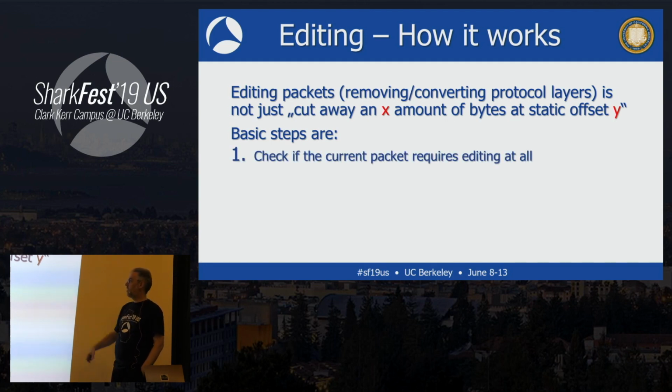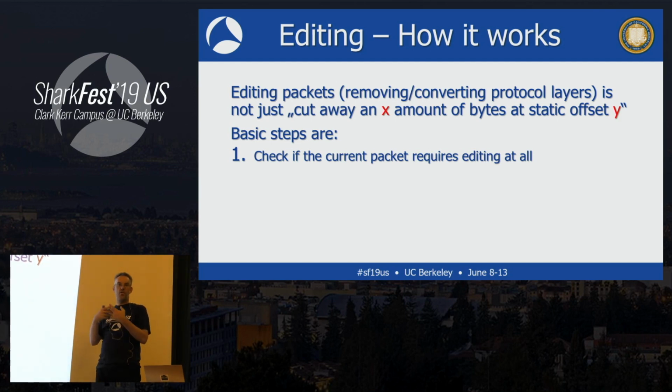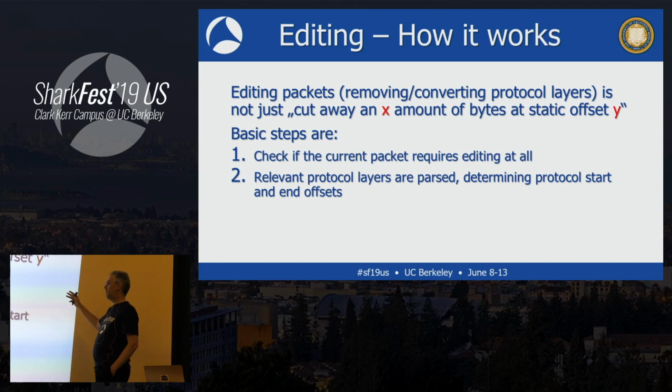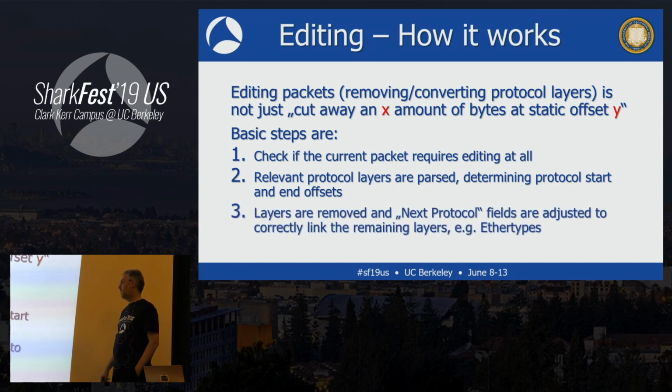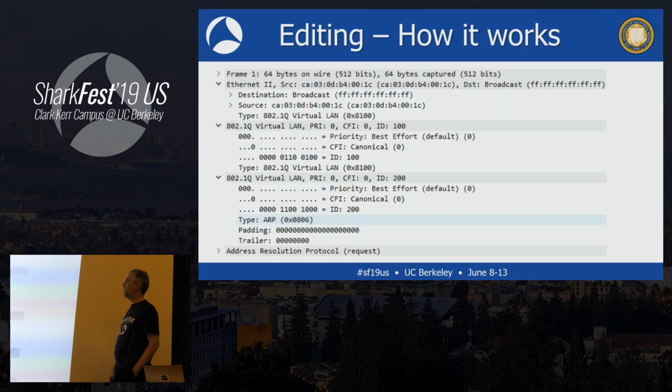So basic steps are, does the packet need to be edited at all? Because sometimes you have a ton of packets in your capture, and just a few have this problem that you're trying to fix. If you have it, or if the packet is relevant, parse all the protocols up to a certain layer. So if I know I'm removing VLAN tags, I don't need to parse IP and TCP because why? I don't do anything with them. So I can stop after layer 2 basically. That saves time. And then I remove the protocols that I don't want and adjust all the fields that I need to. And we will see it here.